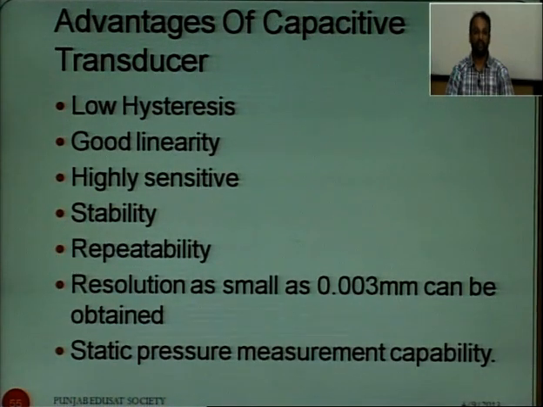Advantages of capacitive transducer: they have low hysteresis, which is a main requirement of any type of transducer, good linearity, high sensitivity, stability, repeatability, and resolution as small as 0.003 mm can be obtained. So, this is very well said, and static pressure measurement capability. All these advantages are according to our requirements for a good transducer.